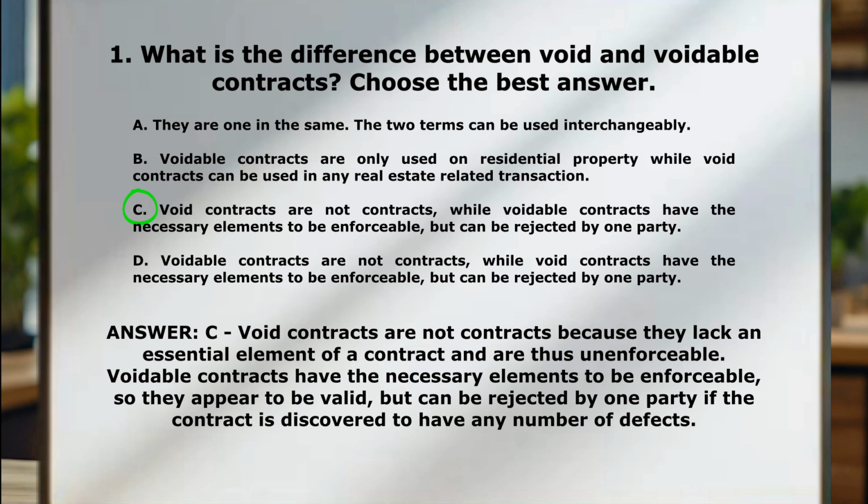Void contracts are not contracts because they lack an essential element of a contract and thus are unenforceable. Voidable contracts have the necessary elements to be enforceable, so they appear to be valid, but can be rejected by one party if the contract is discovered to have any number of defects.